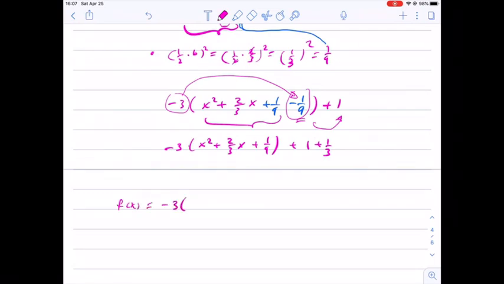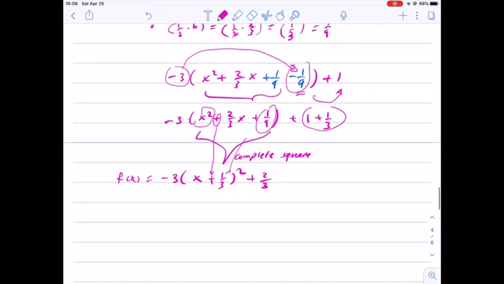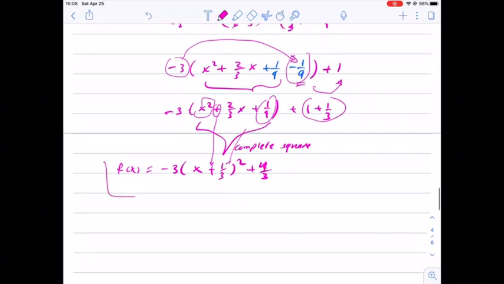The function becomes f of x equals negative 3 times, now since it's a complete square, we can write it as: the square root of x squared is x. What is the middle sign? It's positive. And the square root of 1/9 is 1/3, all squared. Plus, now 1 plus 1/3 is 4/3. Now this is written in the standard form, and from that we can get a lot of information about the function.